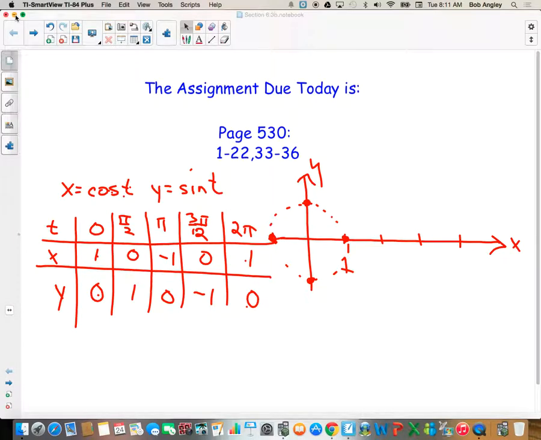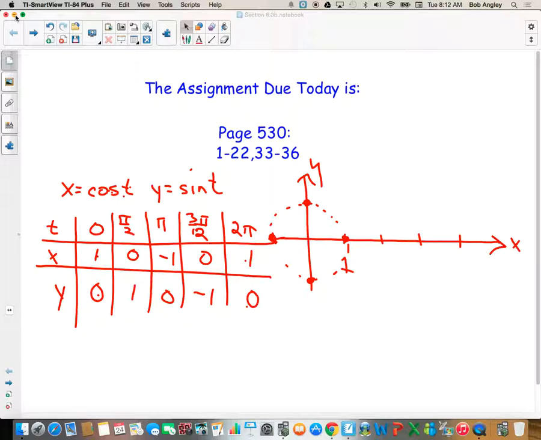All right. Anything else? All right, number 36. Okay, everybody look at 33 to 36. If you don't have your book open, would you open it to page 530 for just a minute?